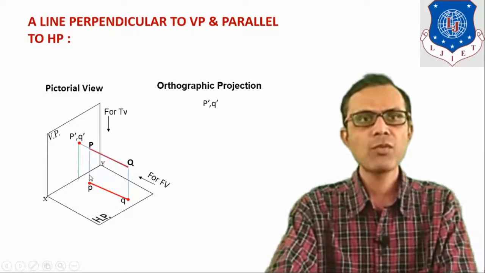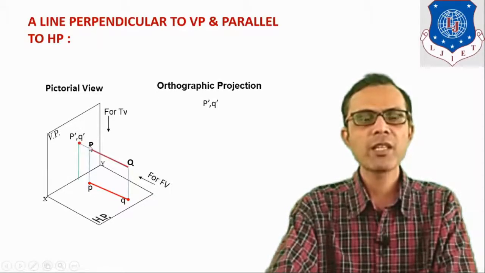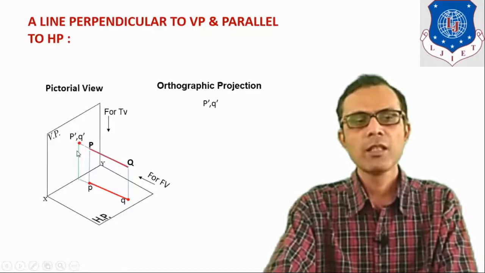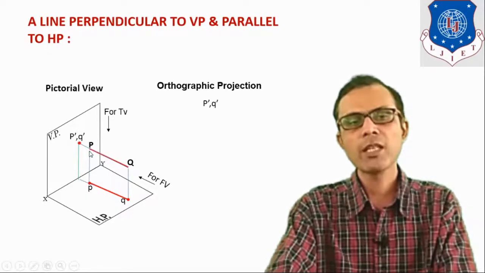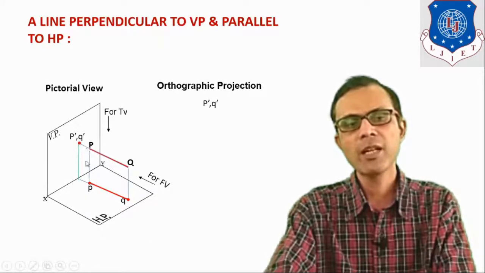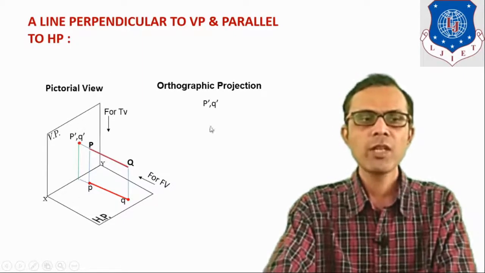Now with reference to the XY line, this distance is the above HP distance, and that similar distance is here, above the XY line, P dash Q dash. And this distance is the in front of VP distance. Here this point P or end P of the given line PQ is in front of VP, and that similar distance is here, in front of VP distance. So it is a pictorial view.